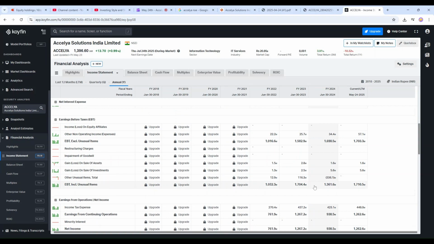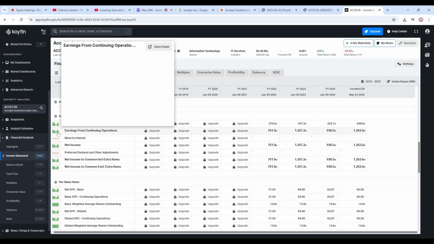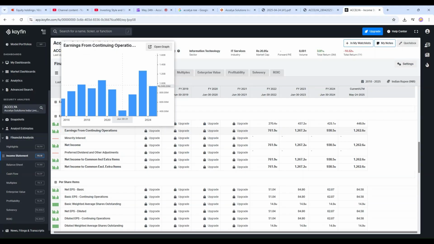Then they have their, this was an exceptional item for the last year. Then they have their income tax here, and this is their total earnings. So for the last 12 months, it's now back to the same range it used to be earlier. So it's in this range now.